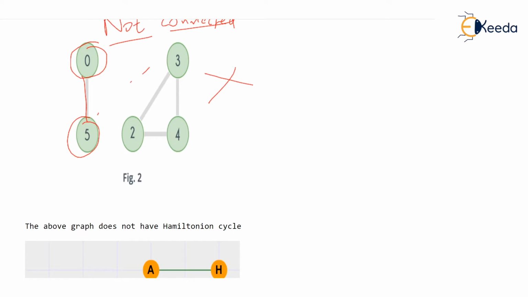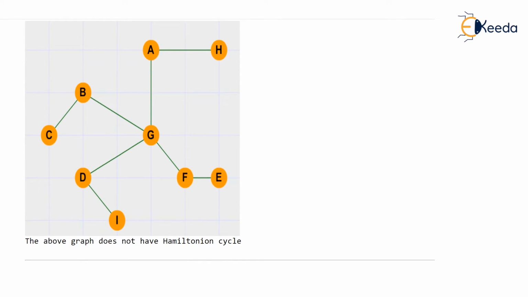Let's see one more example. Does this graph have a Hamiltonian cycle? No again. You can select any vertex and start from there. Let's say you start from C. From C you go to B. From B you go to G, okay. From G you go to D, still okay. And from D you go to I.